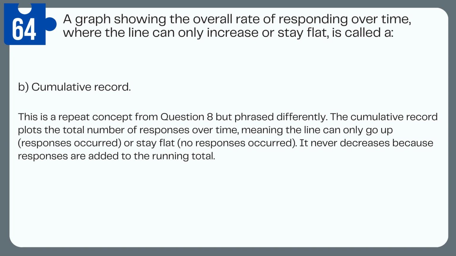Answer B. Cumulative record. This is a repeat concept from question 8, but phrased differently. The cumulative record plots the total number of responses over time, meaning the line can only go up if responses occurred or stay flat if no responses occurred. It never decreases because responses are added to the running total.